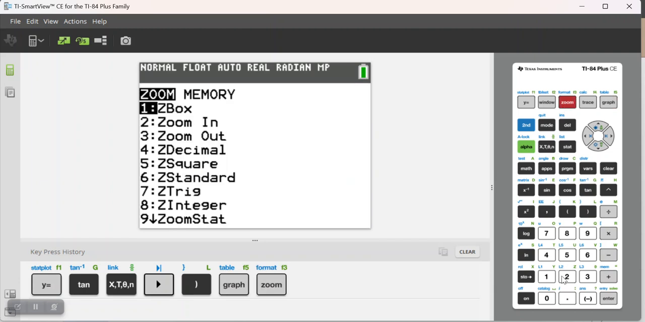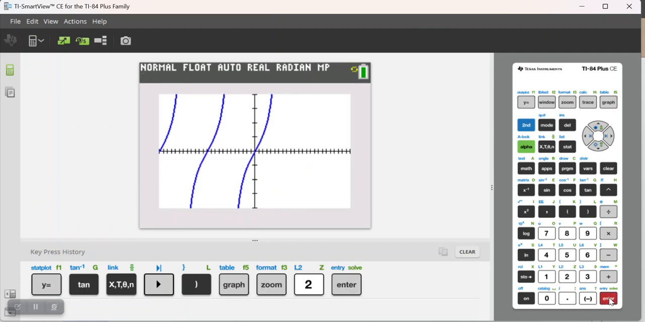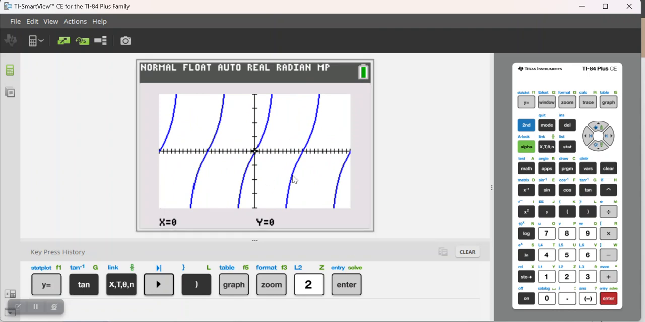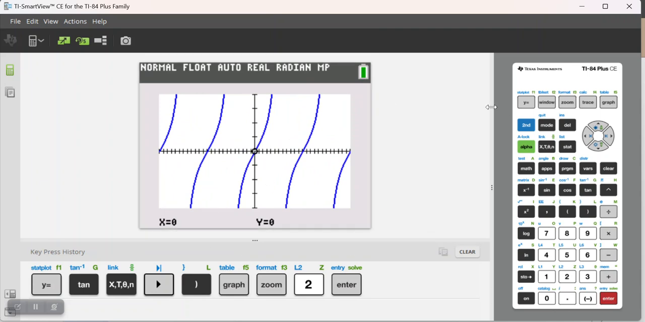I'm going to zoom in. That looks a little bit too zoomed out. So that's the graph of tangent x.